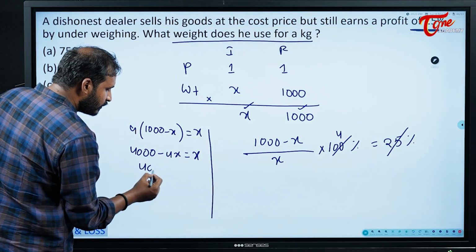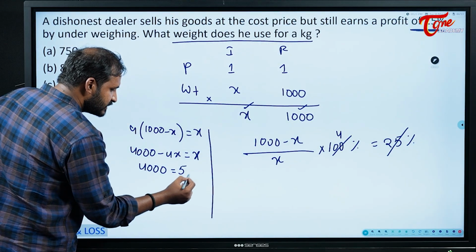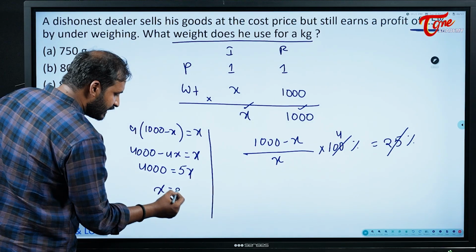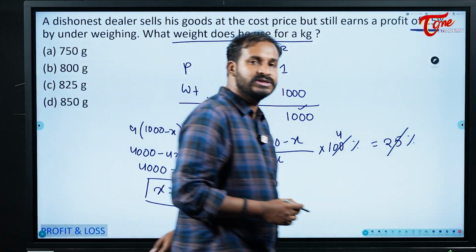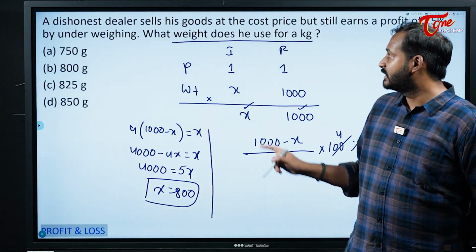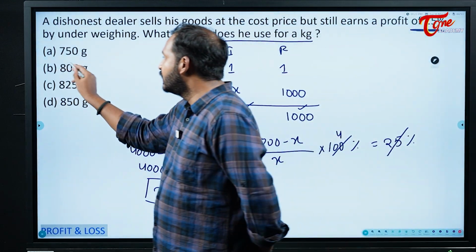What you will get here? 4000 is equal to 5x. So x value will be 800. That means he will use what weight here? 800 grams of weight. Instead of 1000, he will use a weight of 800 grams.